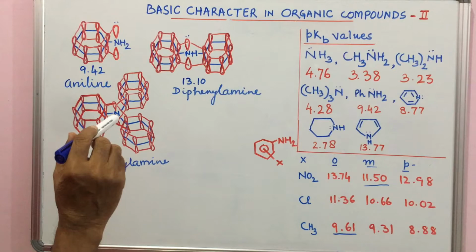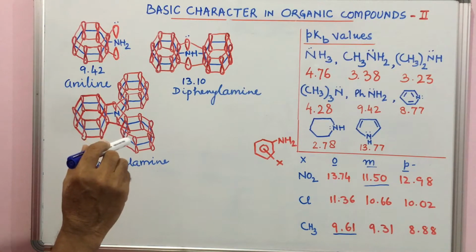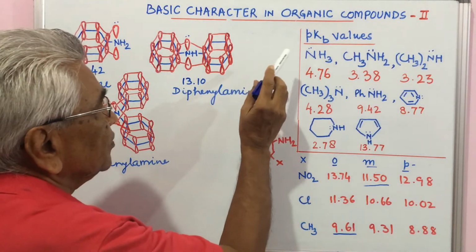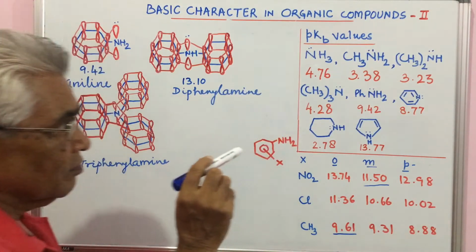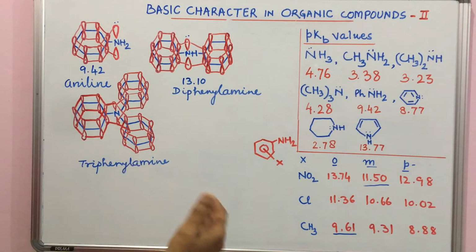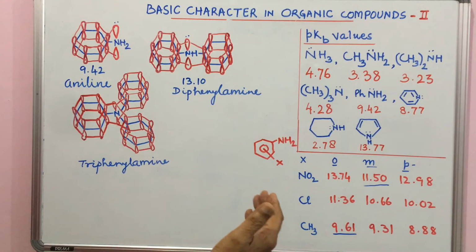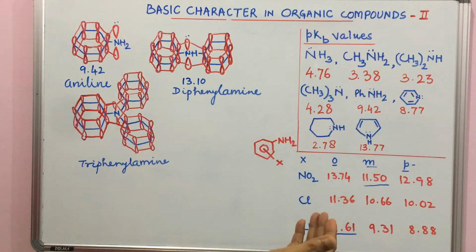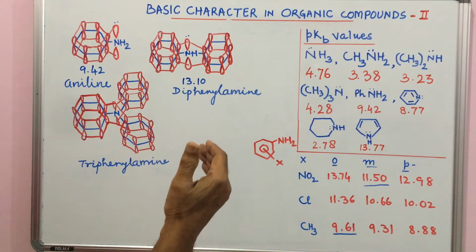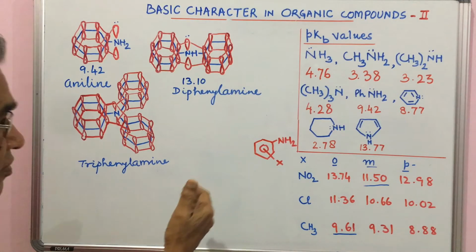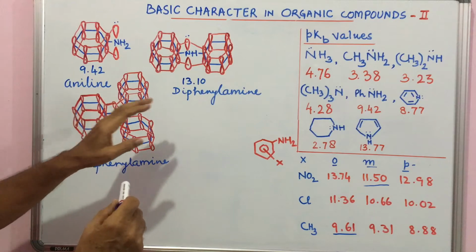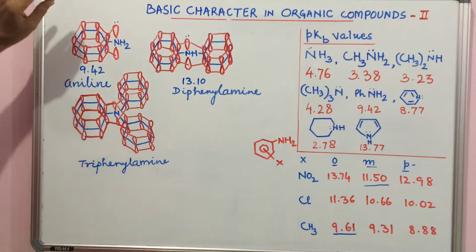The greater the value of pKb, the lesser is the basic character. Now, the main point that you have to keep in mind is that if the electron pair on nitrogen is more available for protonation, the compound is more basic, and if this is hindered, the basic character decreases. I have taken several examples here. I will take them one by one.